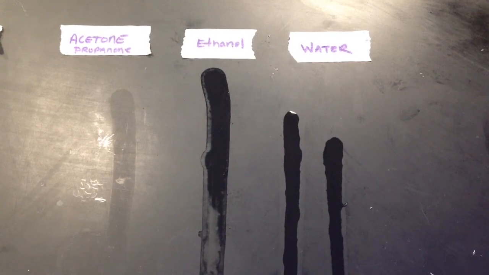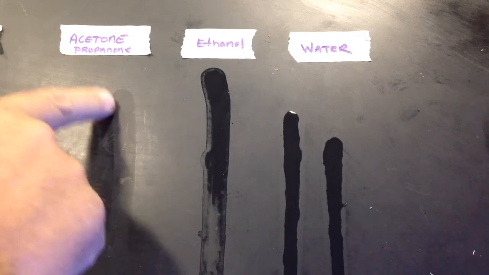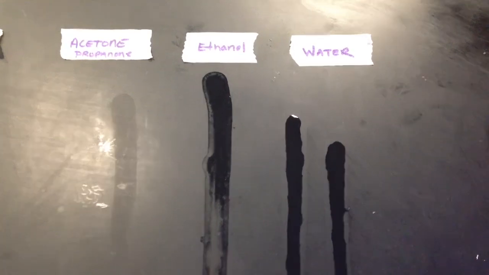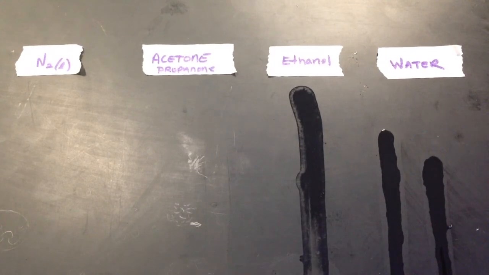Now, last question. Who has the lowest boiling point? Who requires the least amount of energy to reach its boiling point? The acetone, because it evaporated faster. We'll talk more about that. Water has the highest. Water is resisting evaporating. It's beading up. Okay? So, we know that acetone and ethanol were the winners.